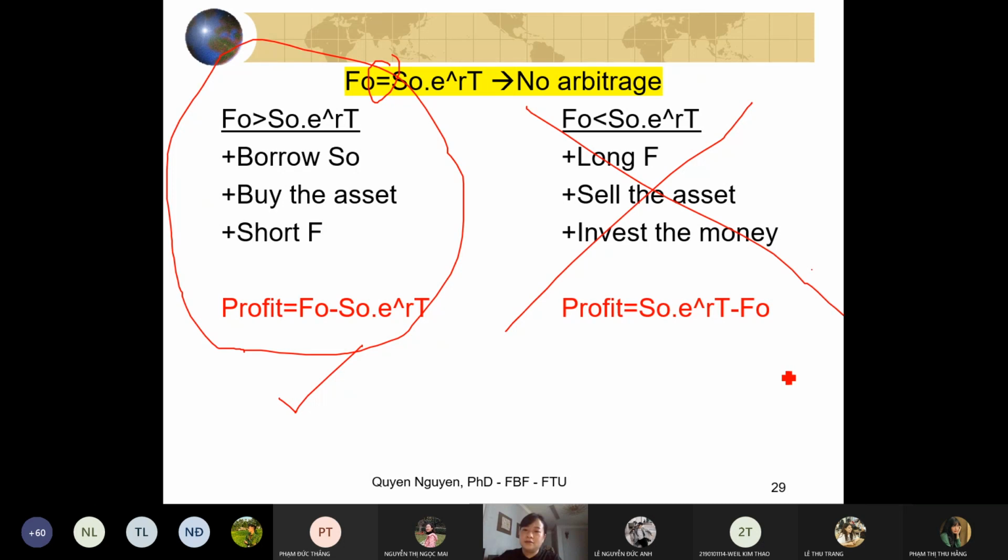Why can't we long the forward or future, then sell the asset and invest the money and realize the profit? I think because this is a form of short selling, and for some assets it is forbidden. So that's why we can't perform that strategy. Because you think short selling is not available for assets besides stock? I think so.